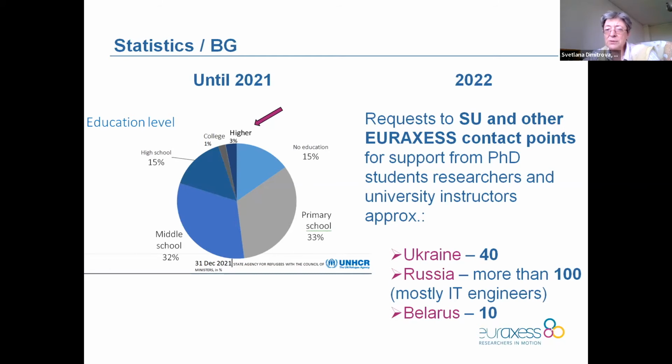In 2022, only for these 4 months of war, we have more than 40 Ukrainian researchers that asked for our support. Many IT engineers from Russia, much more than Ukrainians, but you understand that from Russia escaped not only female ones, but also male. From Ukraine, here come only female researchers, and about 10 from Belarus. So can you compare this number, only for 4 months, with the previous wave?